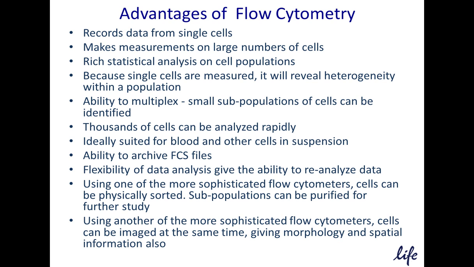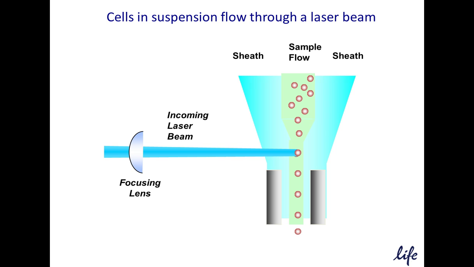There is the ability to archive the flow cytometry standard file, which is called FCS file. And because of this, the data can be reanalyzed at any point in the future. There are some specialty instruments that are capable of sorting. These are called sorters, and this is different than an analyzer. And subpopulations can be collected for further study. And there are other cytometers that can be used with imaging at the same time, giving morphology and spatial information as well.